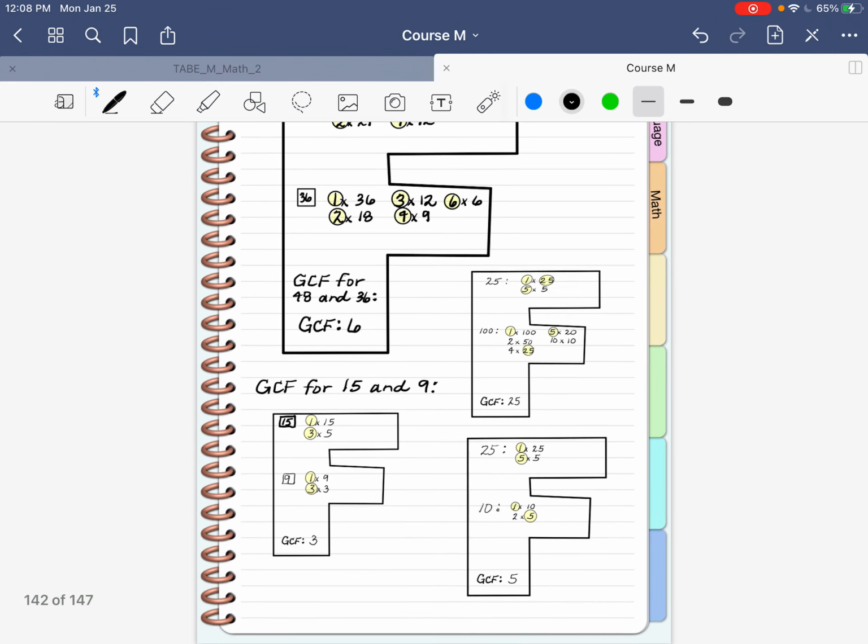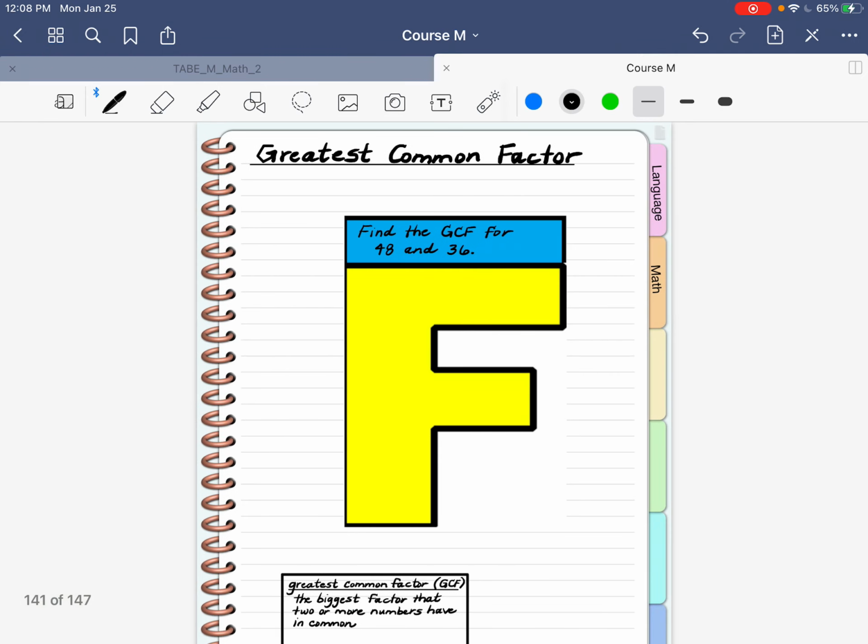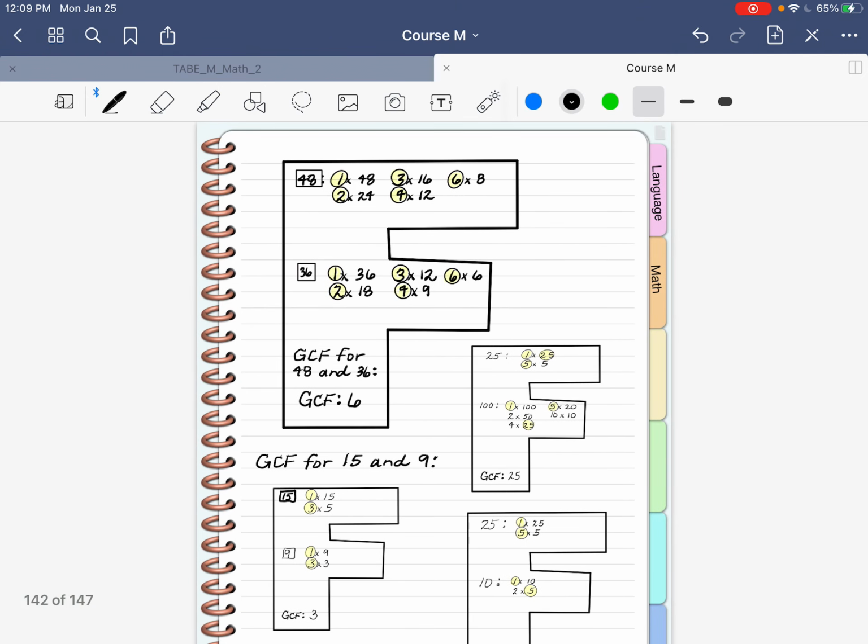So in the workbook page that's coming, we will be practicing this skill. And hopefully that little example gives you something to fall back on as we go through the workbook practice.